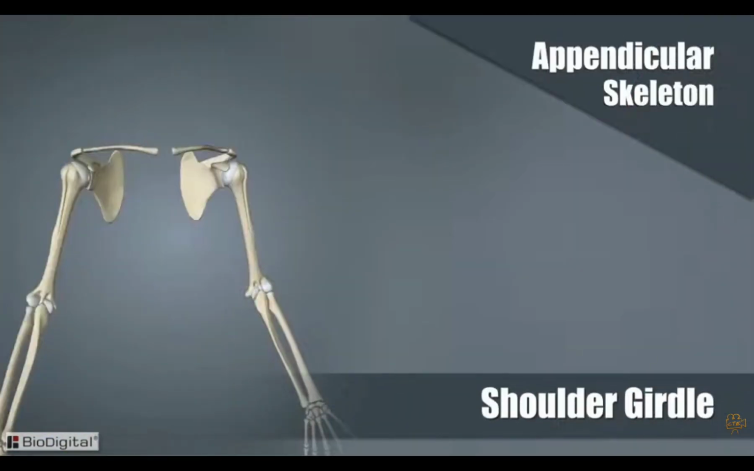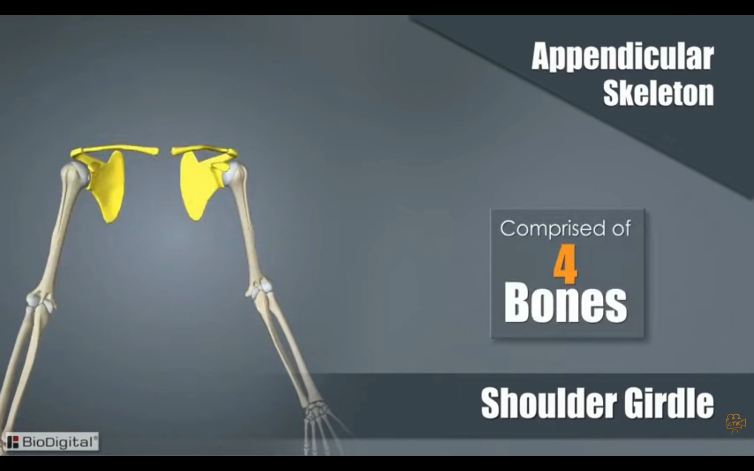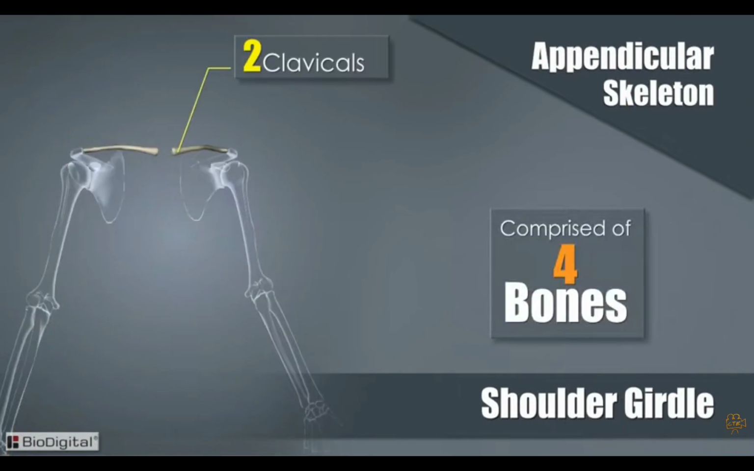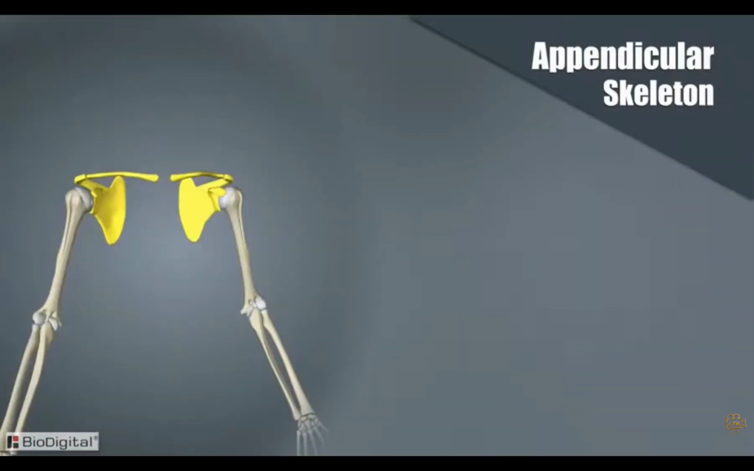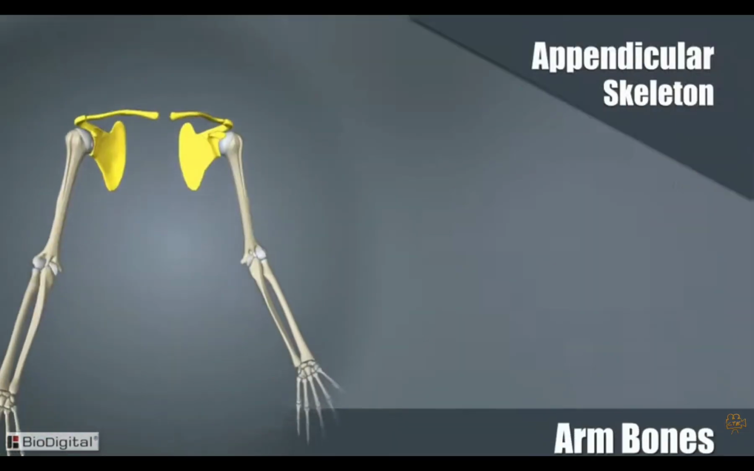The shoulder girdle is comprised of 4 bones. It's made up of 2 clavicles, known as the collarbones, and 2 scapulas, which are known as the shoulder bones. Together, these bones form the shoulder girdle, to which the arm bones attach.